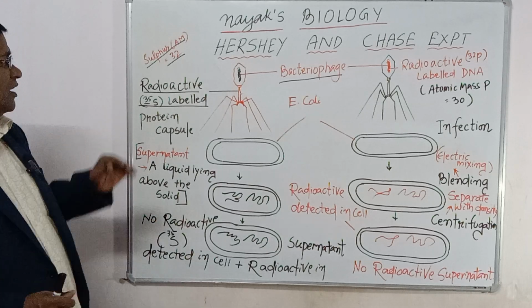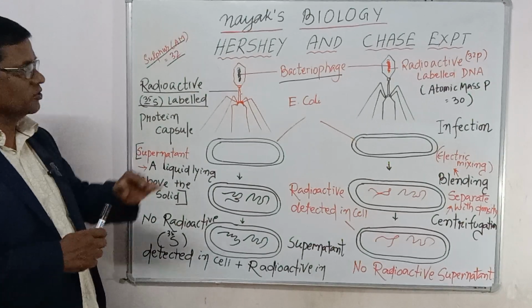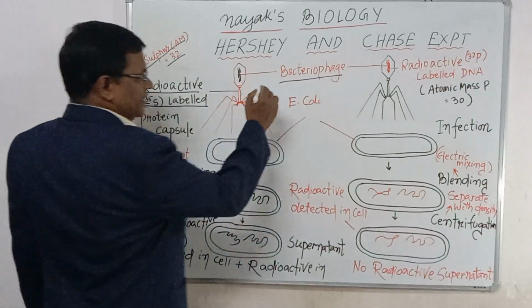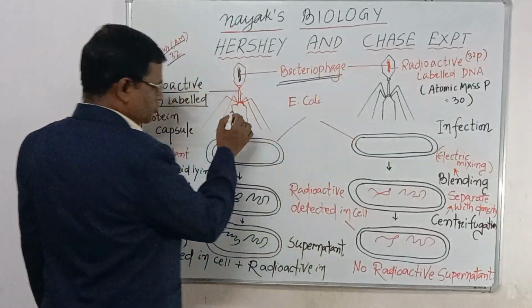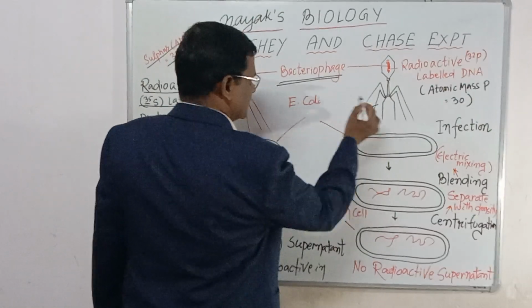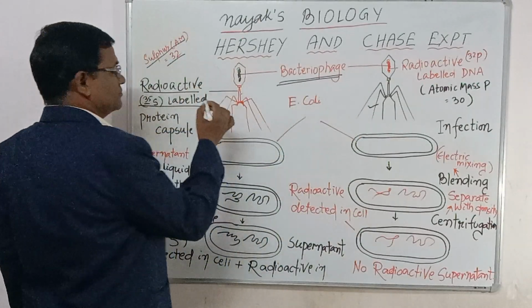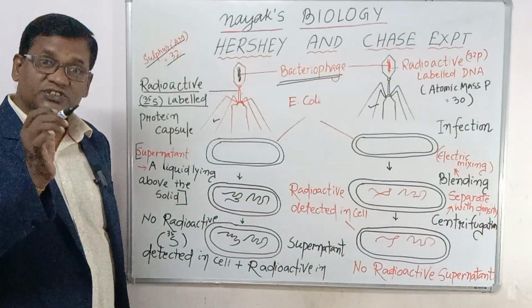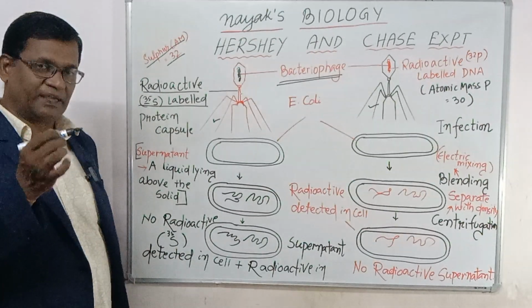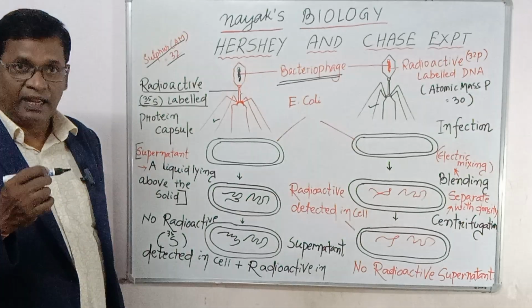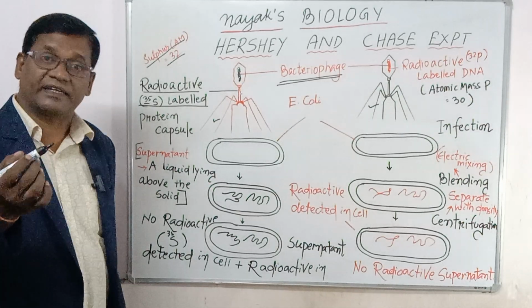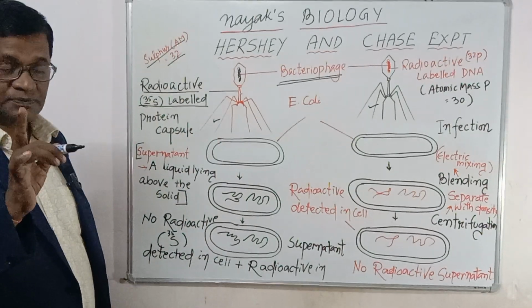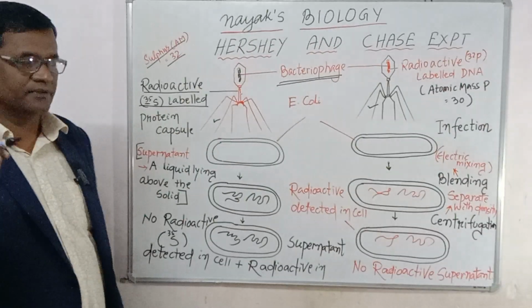Let's start. First, we have to know about the bacteriophage. What is a bacteriophage? These two are bacteriophages, this one and this one. A bacteriophage is nothing but a virus which infects bacteria. As you know very well, viruses can kill, and these also kill bacteria. That's why its name is bacteriophage. Point one is clear: a bacteriophage infects bacteria.